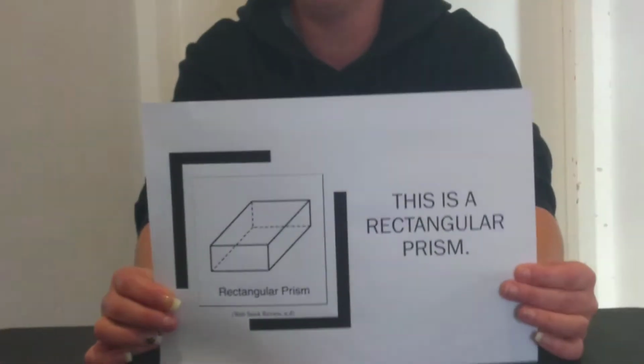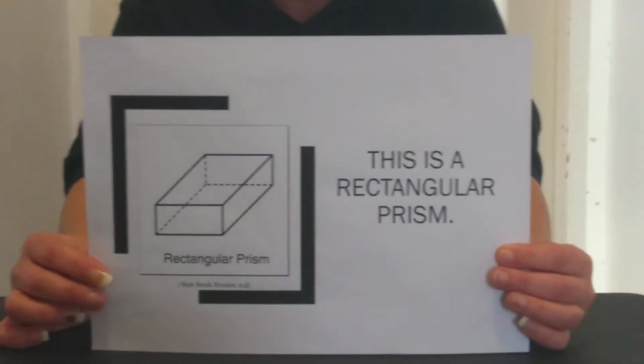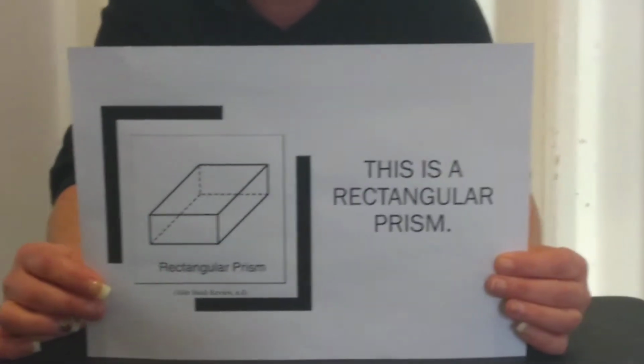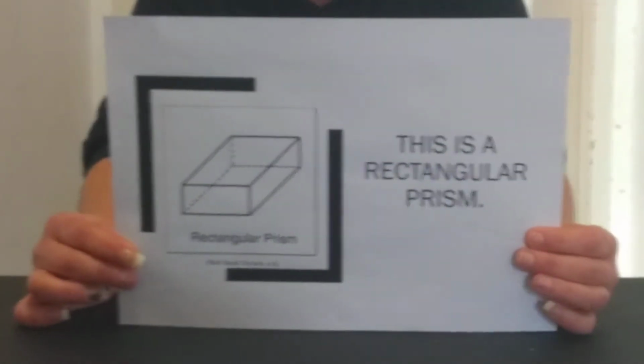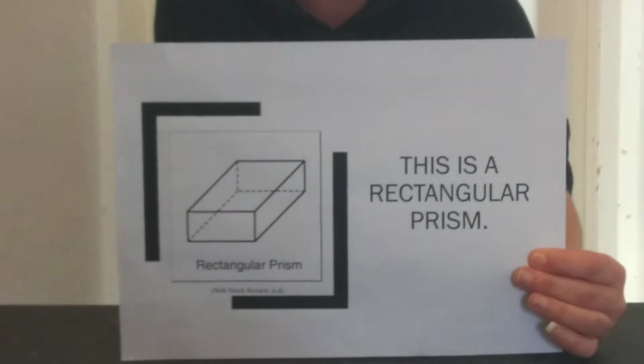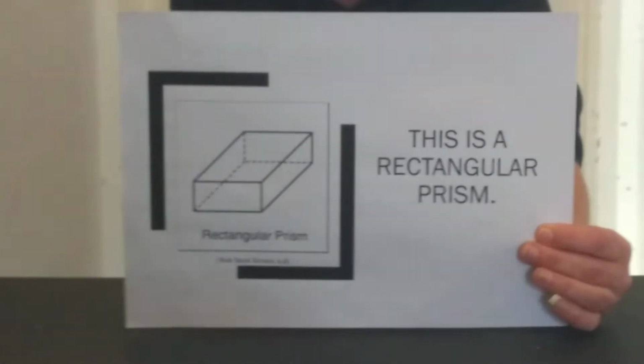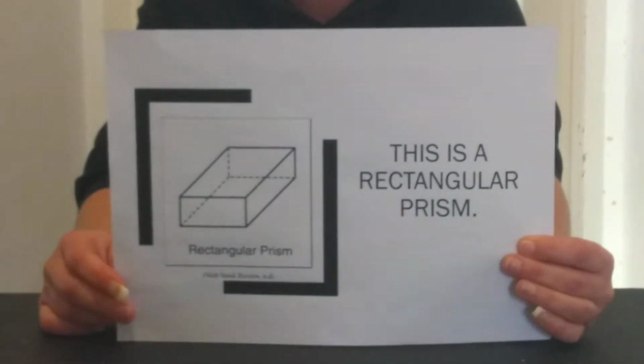This is a rectangular prism. It's a three-dimensional object. To measure a three-dimensional object like this, we use a three-dimensional quantity called volume. Volume tells us how much three-dimensional space, or 3D space, an object occupies.